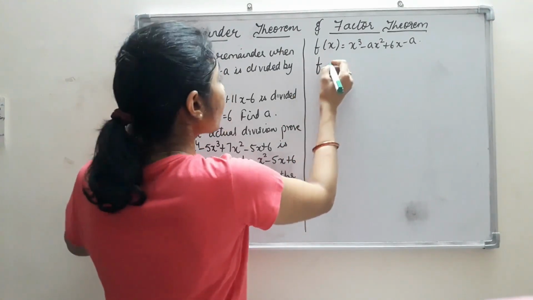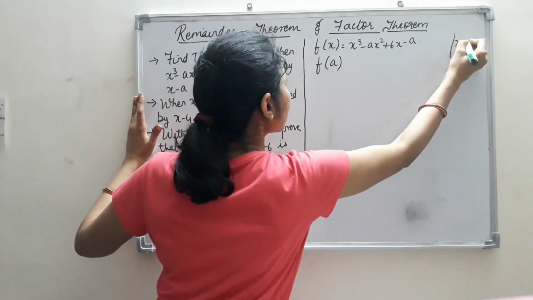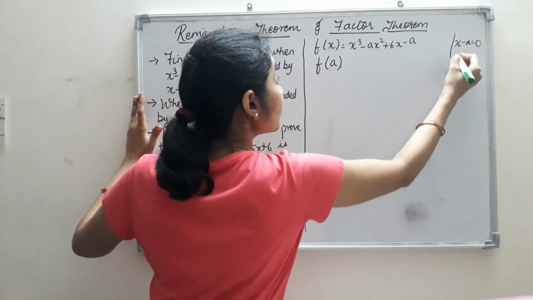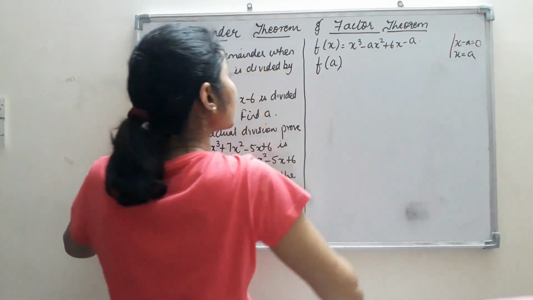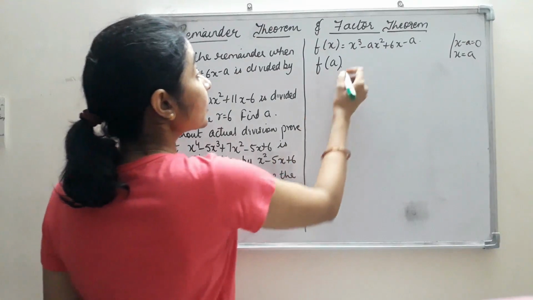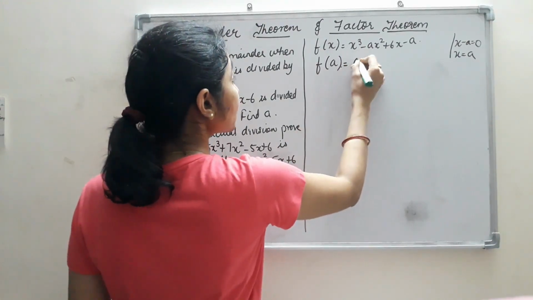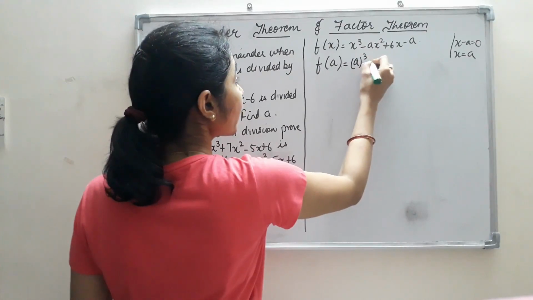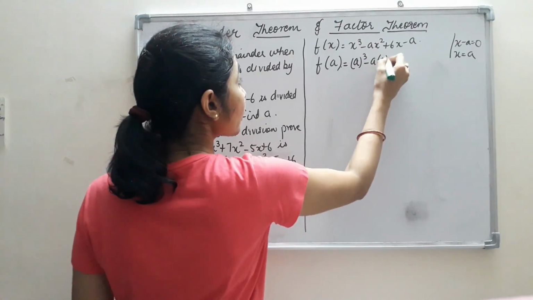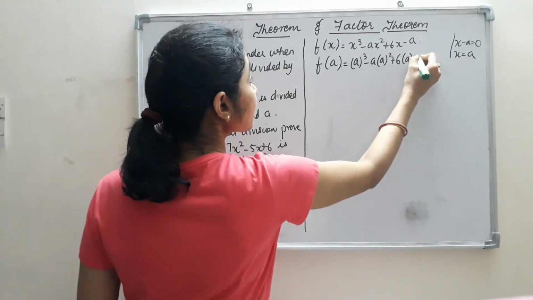The remainder is f(a), because we can do this in rough column. x minus a will be equal to 0, so x is equal to a. The remainder is equal to f(a). So in place of x I am going to substitute a everywhere: a cube minus a into a square plus 6 into a minus a.